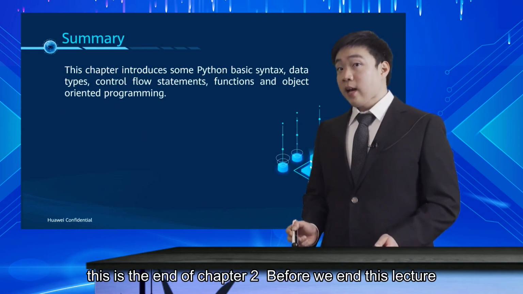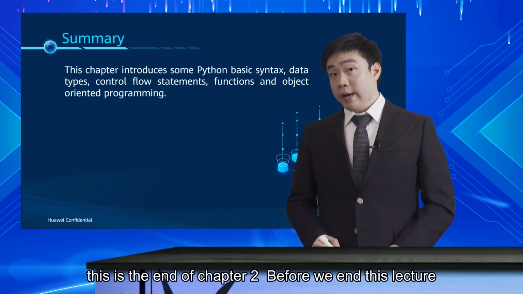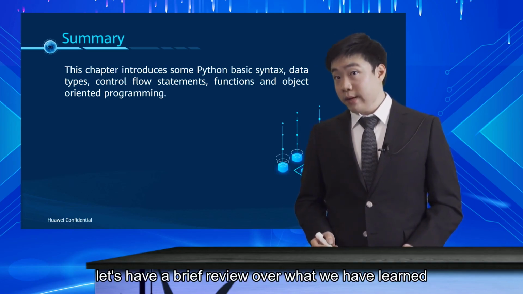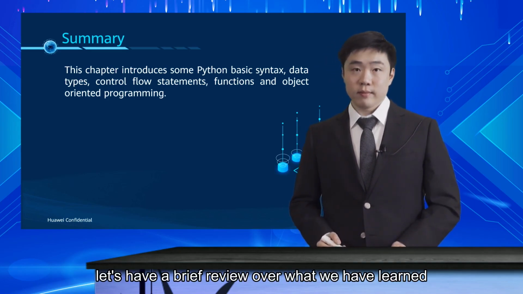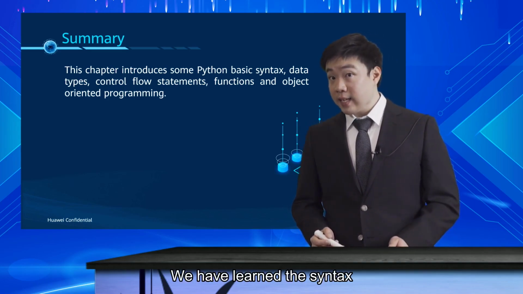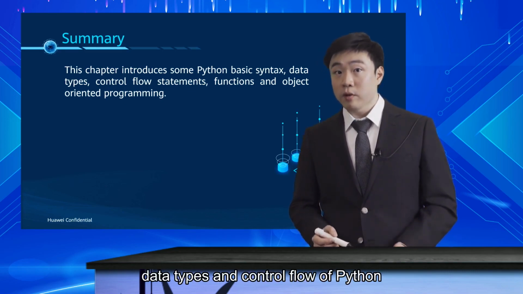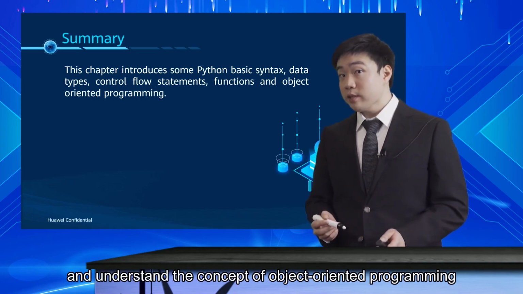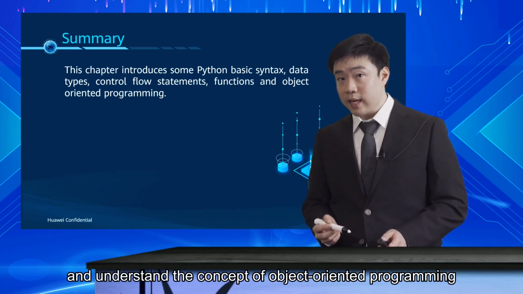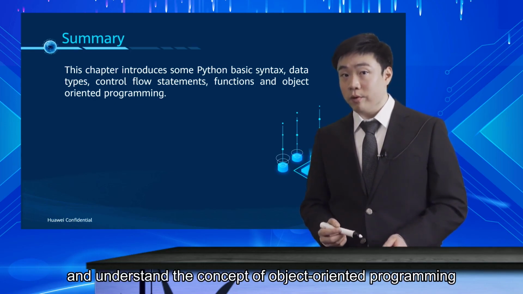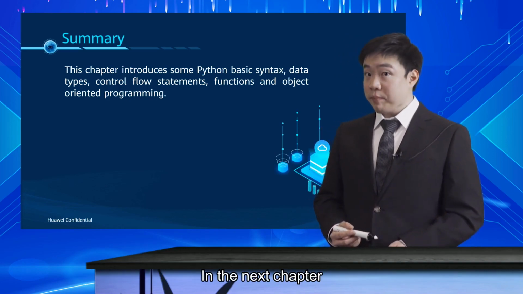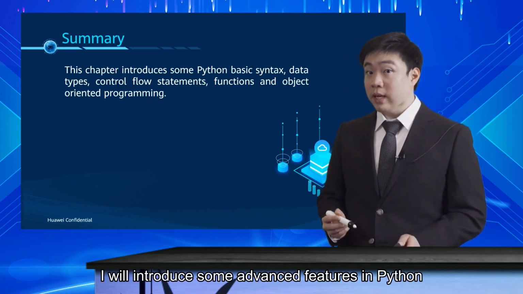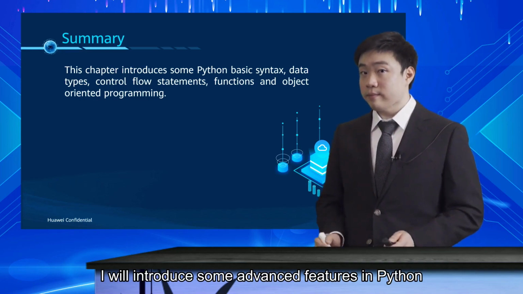Okay, this is the end of Chapter 2. Before we end this lecture, let's have a brief review of what we have learned. We have learned the syntax, data types, and control flow of Python. We also learned how to use functions and understand the concept of object-oriented programming. In the next chapter, I will introduce some advanced features in Python.